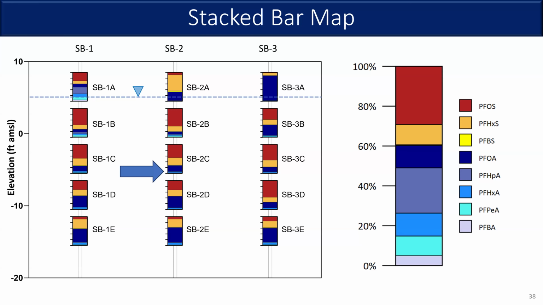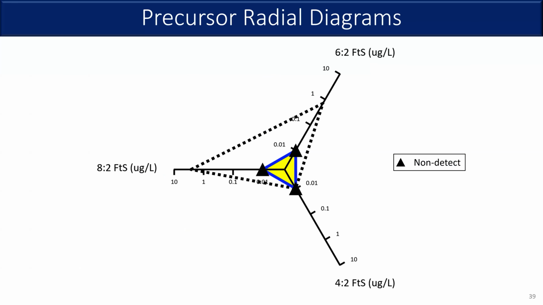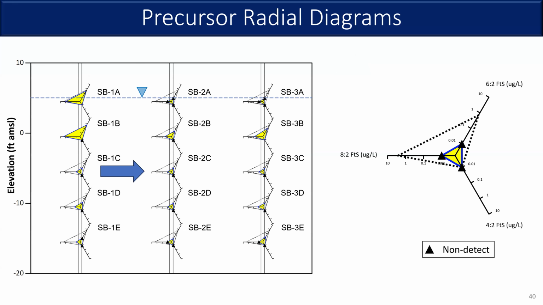We really don't see the short chain carboxylates proportionally in the rest of the samples. So that's something to note. And I'll talk a little bit about precursors in a minute about why we might see that. So looking at precursor ratios, we're looking at 8:2 and 6:2 FTS, which are pretty high at this site. 4:2 is low. And we can see below the water table at SB1A, we've got high 6:2 and 8:2 FTS. The 6:2 degrades to the short chain carboxylates.